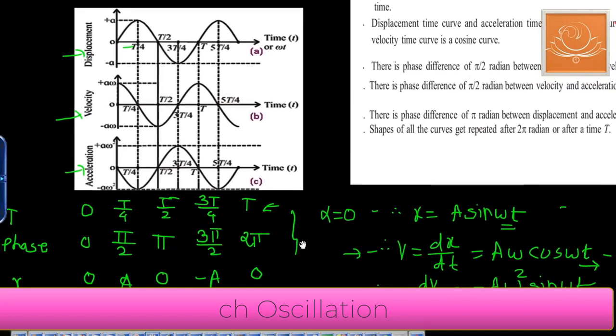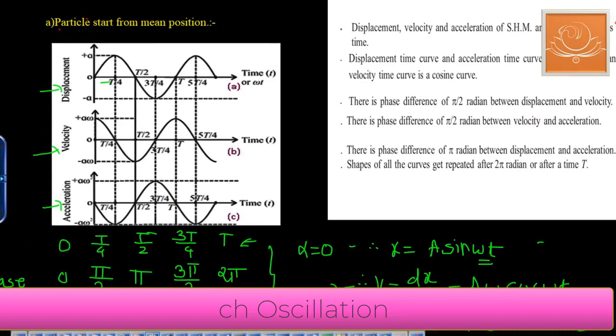If we analyze this graph, there are some conclusions we can draw. The displacement, velocity and acceleration of simple harmonic motion are periodic functions of time. The displacement time curve and acceleration time curve are sine curves, and the velocity time curve is the cosine curve. Next, there is a phase difference of pi by 2 radian between displacement and velocity.